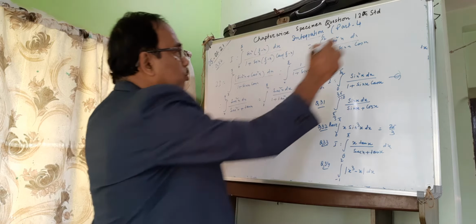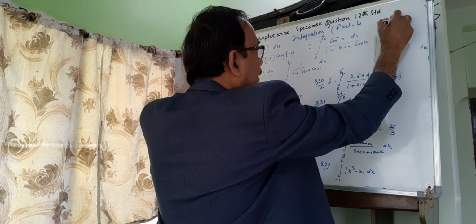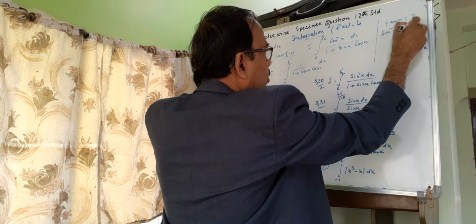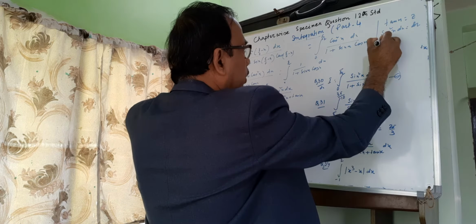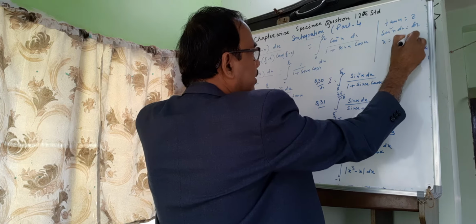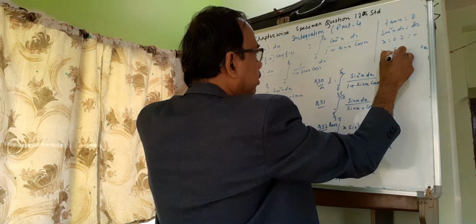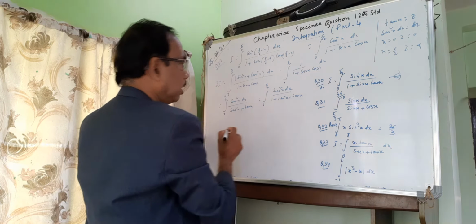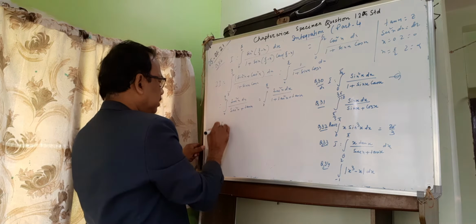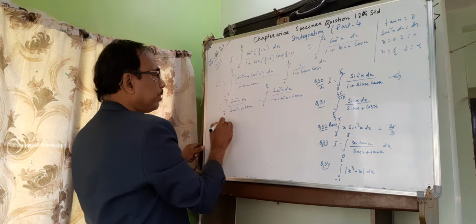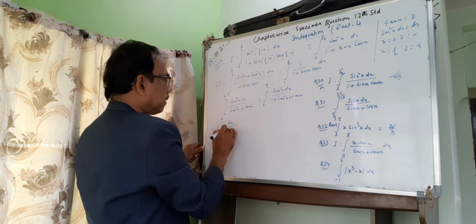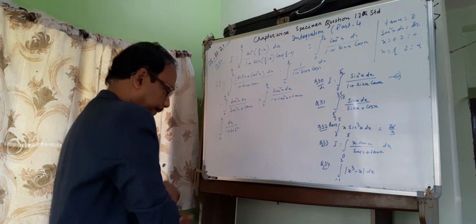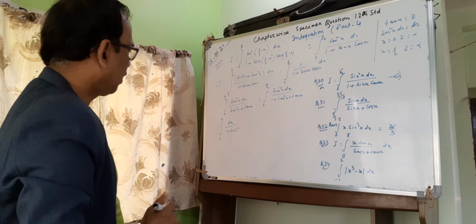Now put tan x equals z. Here let tan x equals z, sec square x dx equals dz. Now putting the limits, x equals 0, z equals 0; x equals pi by 2, z equals tan pi by 2, which is infinity. The limit is changed, that is 0 to infinity dx over 1 plus z square.